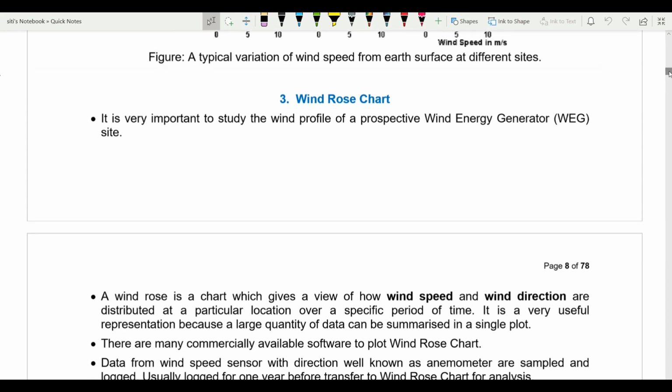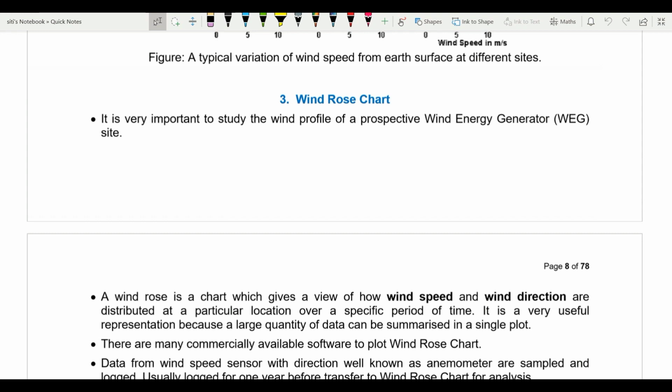Number 3, wind rose chart. It is very important to study the wind profile of a prospective wind energy generator site. A wind rose is a chart which gives a view of how wind speed and wind direction are distributed at a particular location over a specific period of time. It is a very useful representation because a large quantity of data can be summarized in a single plot.